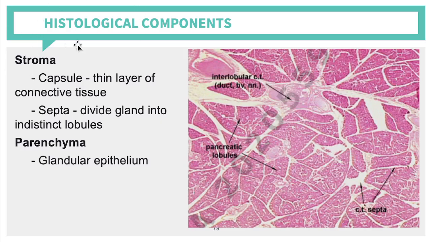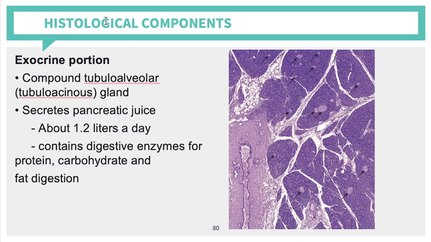So, let's proceed now to the histological components of your pancreas. You have your stroma. Your stroma has a capsule also, a thin layer of connective tissue, and we all know you have your septa that will divide the gland into distinct lobules. And parenchyma, which is composed of your different glandular epithelium. So you see, there will be different glandular epithelium all throughout your lobules.